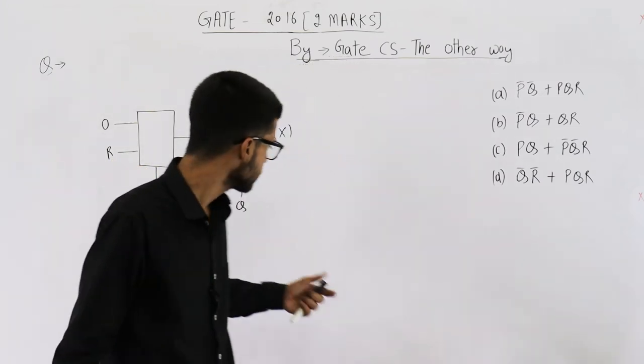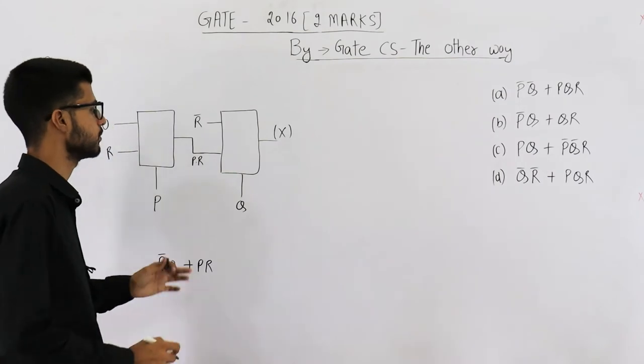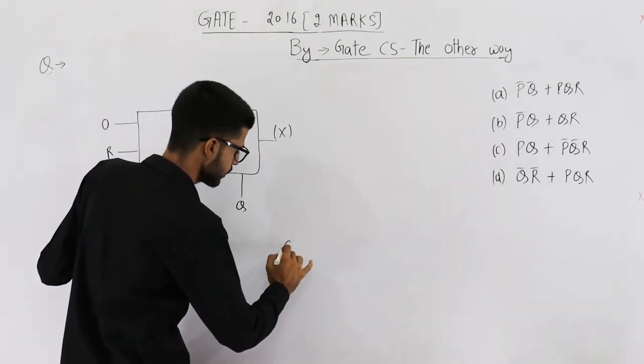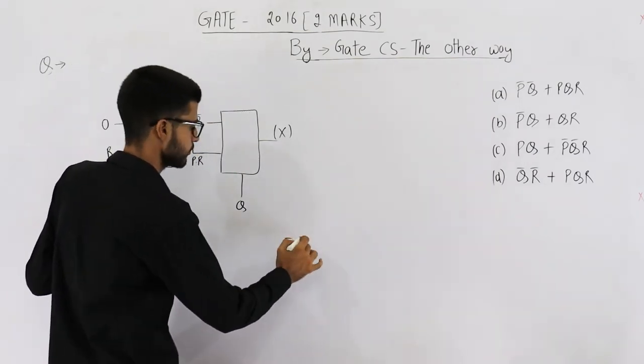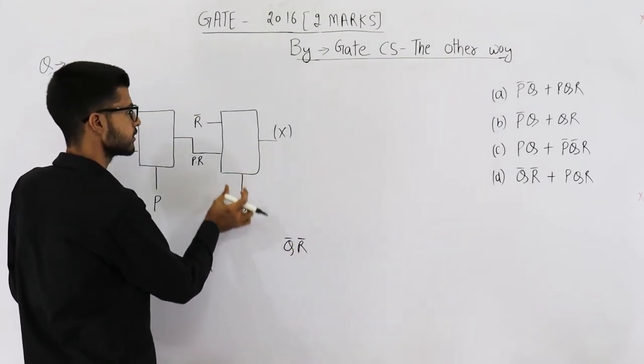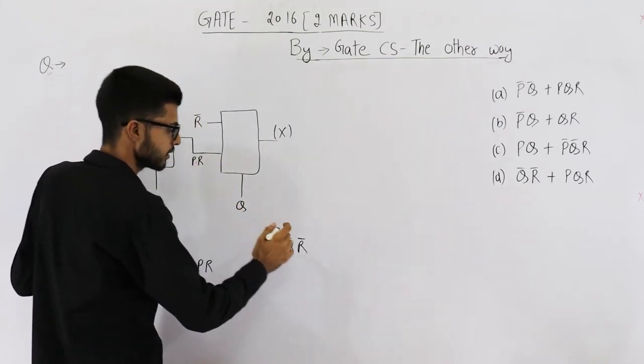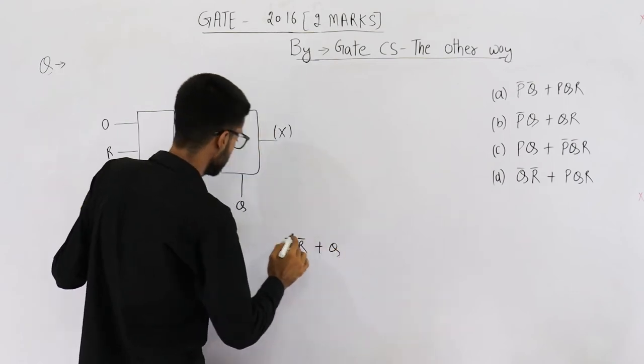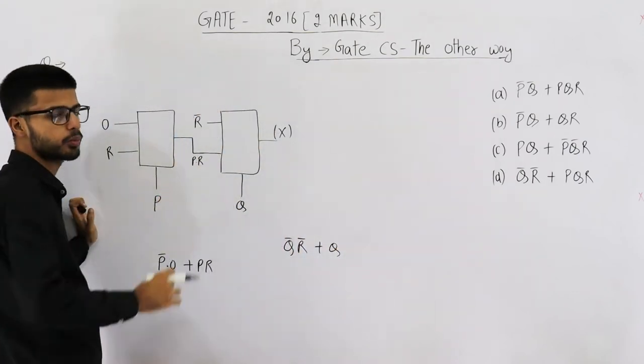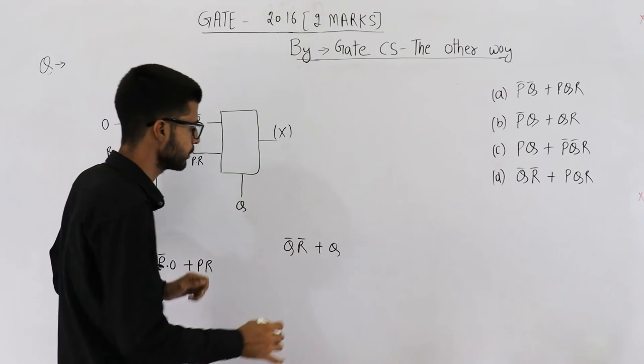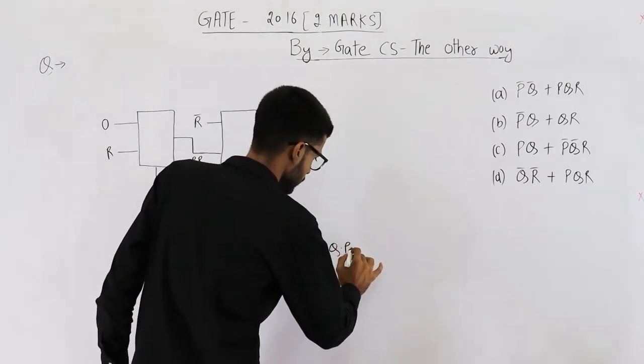Okay. Similarly, let's analyze the second multiplexer. It will be Q bar R bar. When select line is 0, R bar will be selected. When select line is 1, that means Q. In this case, second input will be selected as output. So PR, Q dot P dot R.